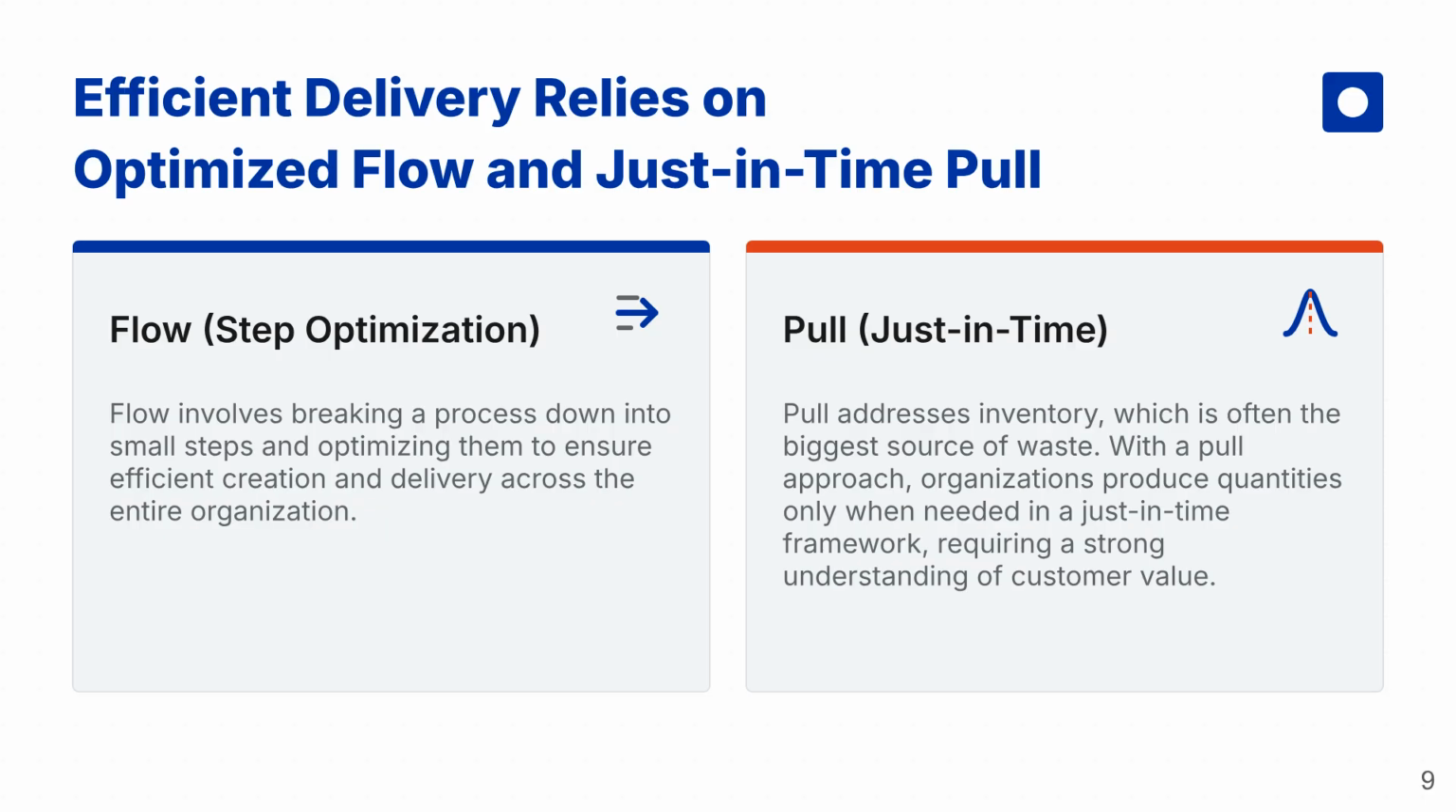Consider a restaurant as an example. Meals are usually prepared only after a customer places an order, rather than cooking large quantities in advance. This ensures freshness, reduces food waste, and avoids unnecessary inventory.